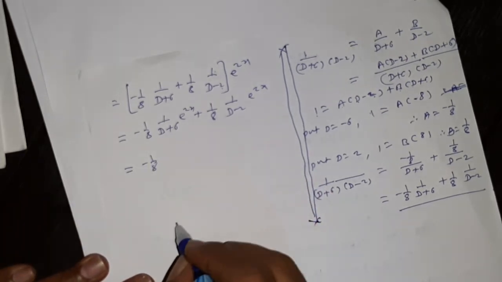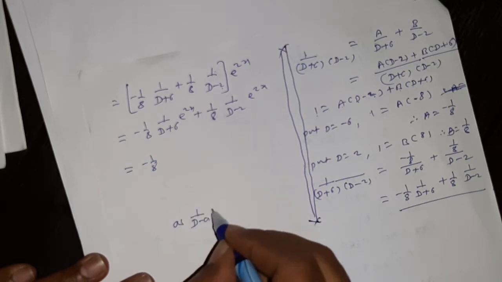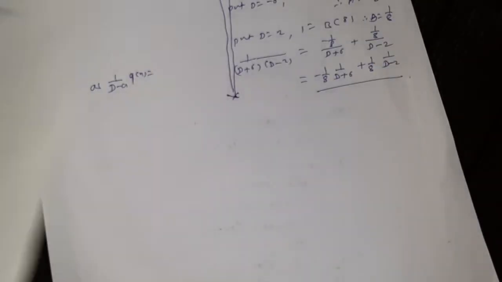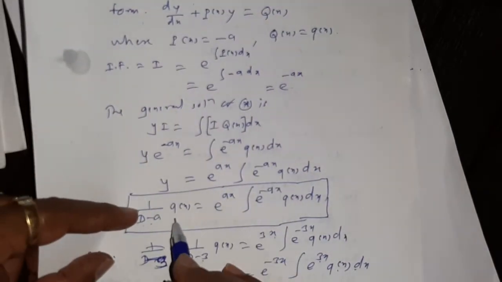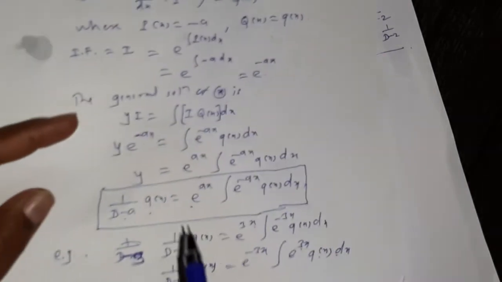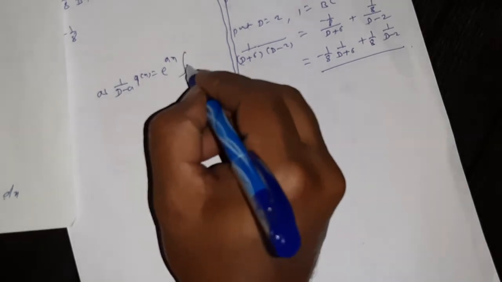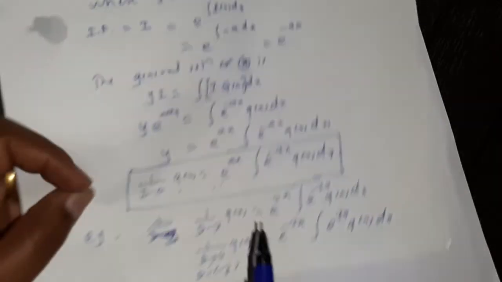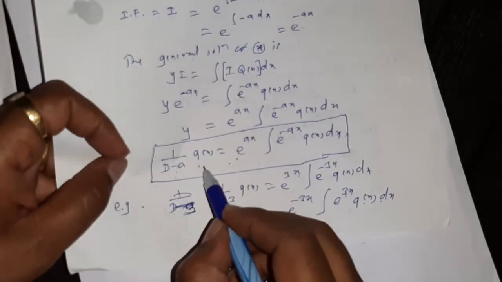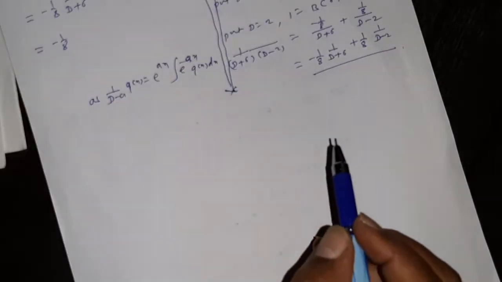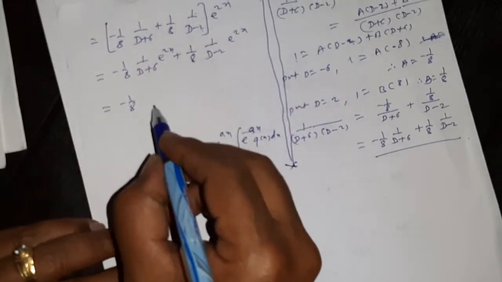What is the rule? 1 by D minus a of Q(x). This rule. 1 by D minus a of Q(x) is what? It is e raised to ax integration e raised to minus ax Q(x) dx. So by using this rule, what do we have?